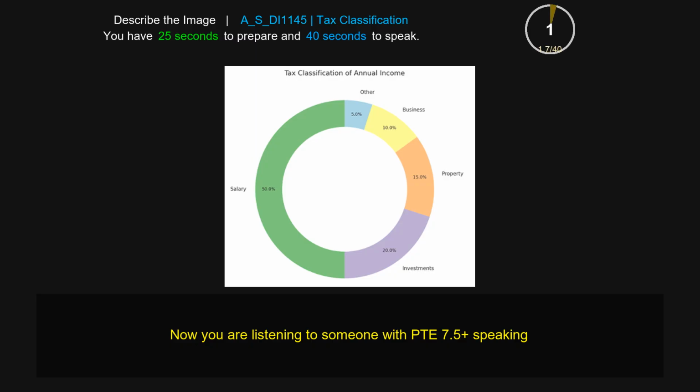The given graph is a pie chart which talks about the tax classification of annual income. According to this graph, the highest tax is classified in salary, which makes up around 50%. It is being followed by investments, which make up around 20%, and then property, which totals around 15%. The minimum tax is classified in other and business, which make up around 5% and 10% respectively. So to sum up, this diagram talks about the tax classification of annual income.